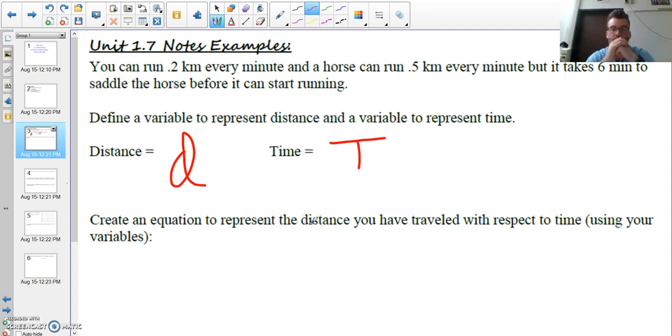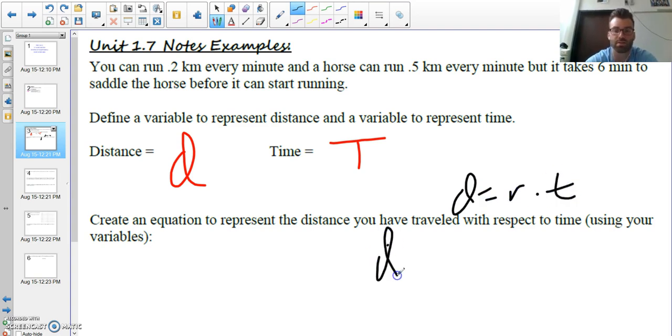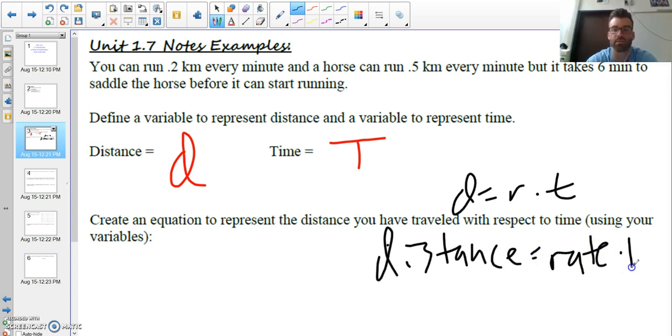All right, well, if you may recall this old little thing, d equals r times t, or distance equals rate times time. All right, equals rate times time. There we go. You may recall that from a previous math class. All right, so we're kind of going to use that a little bit.